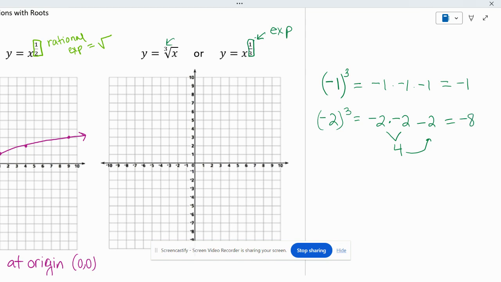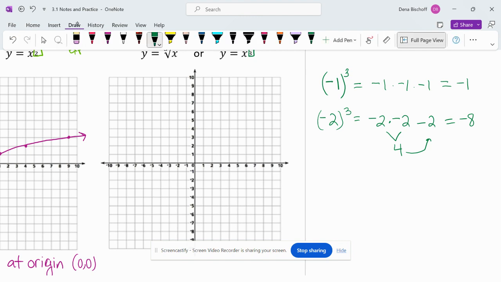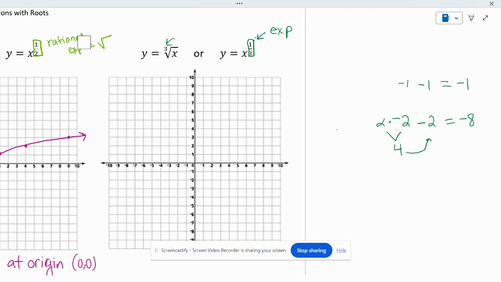So guess what? You cannot find the square root of a negative number, but you can find the cube root of a negative number.